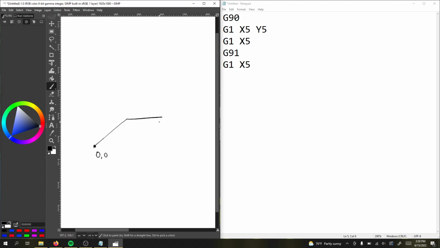And if we were to run this command again, it would just move again. And we run it again, it would move again. And we just keep on going and going and going.